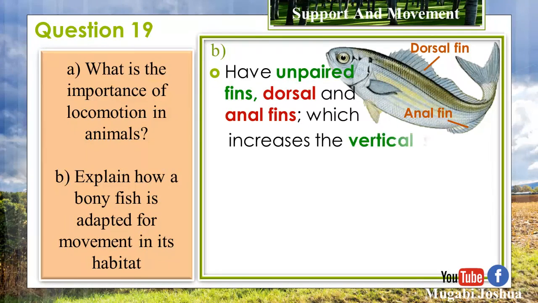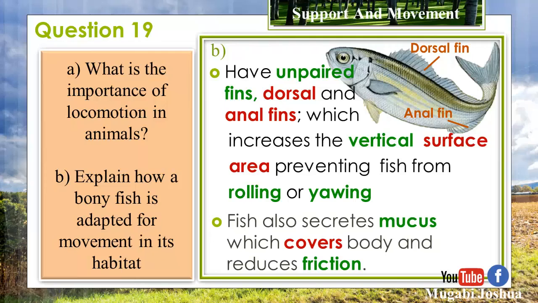Then the sixth, they have unpaired fins, that is the dorsal and the anal fin. These help to increase the vertical surface area, thus preventing the fish from rolling and yawing.